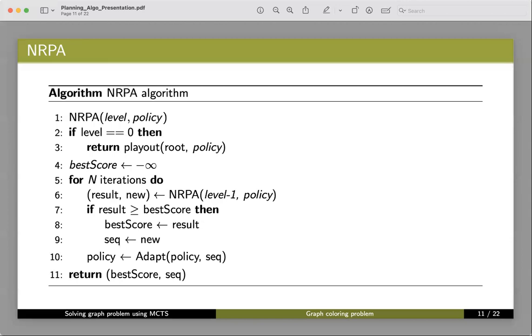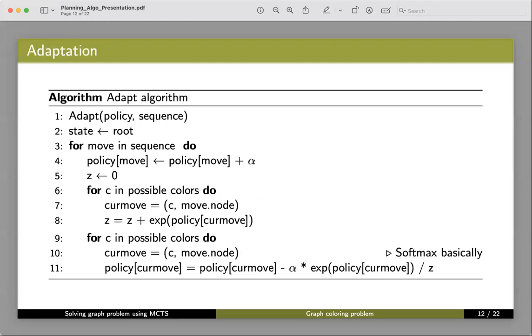But there are two main differences. The first one is that the playout or rollout is no longer a standard Monte Carlo, but is based on the learned policy. And the second one is that not all decisions may be explored, and this depends on the policy-based sampling. So, speaking more about the adaptation function: for each decision in the playout sequence, we increase the probability of the best decision, and then compute the normalization factor and use this in updating the policy, using exponential moving average, for example.